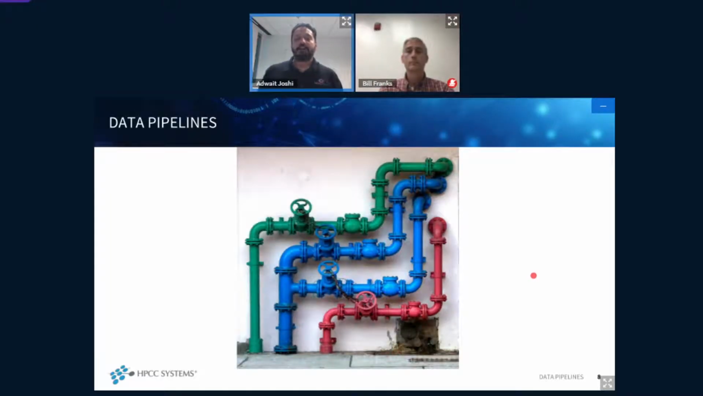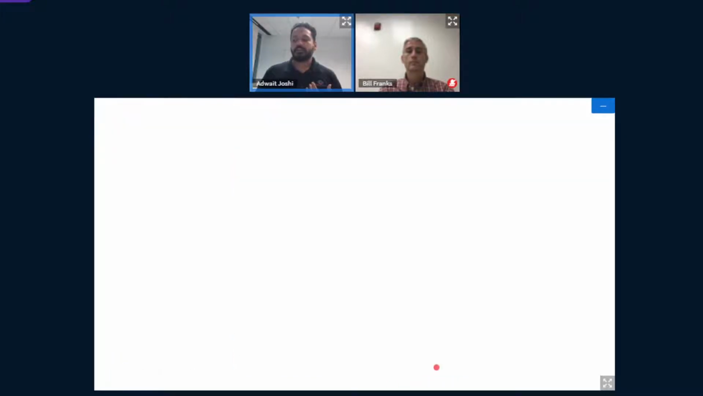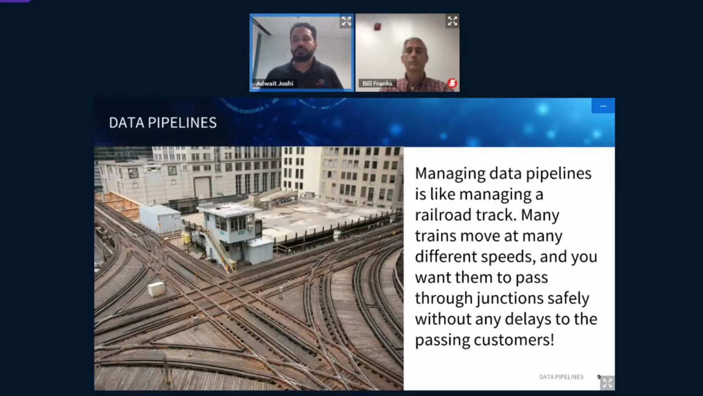So let's talk about data pipelines. What is a data pipeline? At the end of the day, it is very similar to managing a railroad track. Think about it this way.